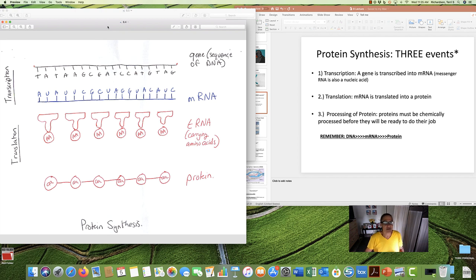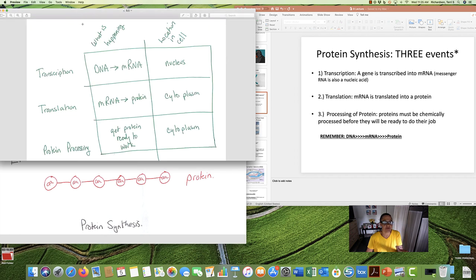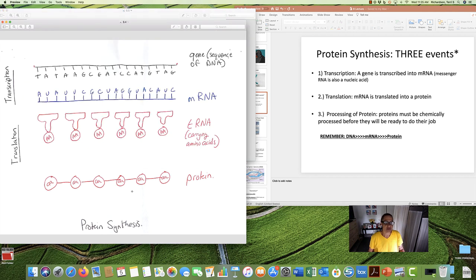Now, I'm going to flip back and forth from the slide to the picture to the table, but if you want to set up a table, you want to get your three steps: transcription, translation, and protein processing. And remember, Richardson is really big on what is happening and where it's happening in the cell. So we'll talk about those and we'll go over the picture and the slides.